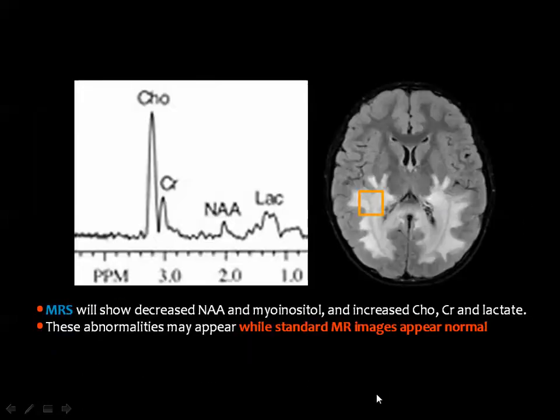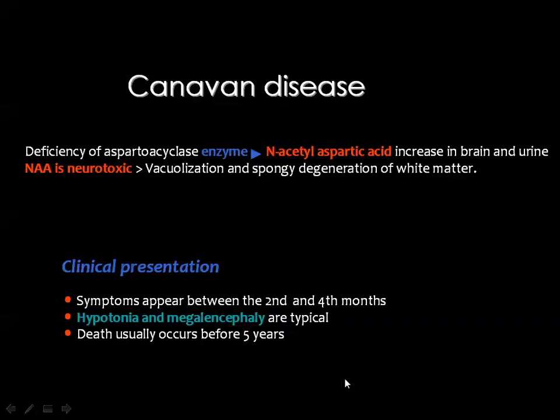What's important about MRS is that MRS can see the changes in the brain tissue before these changes appear on the MRI. And this is also one of the diseases where MRS is very helpful, which is Canavan disease. Canavan disease results from deficiency of this enzyme, which will lead to accumulation of N-acetyl aspartate in the brain tissue and also in urine.